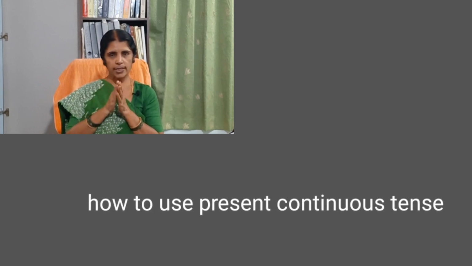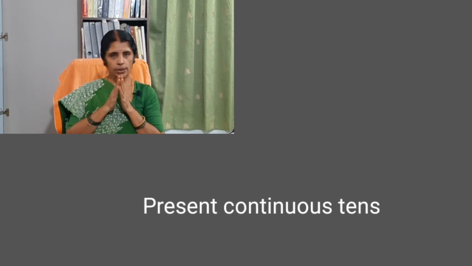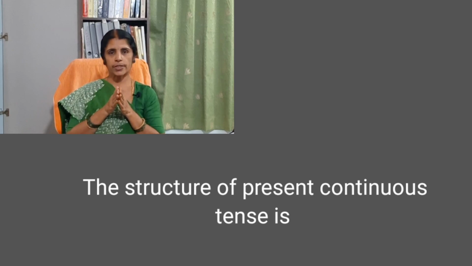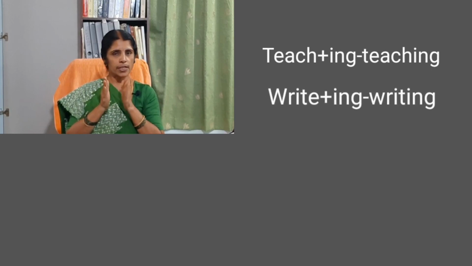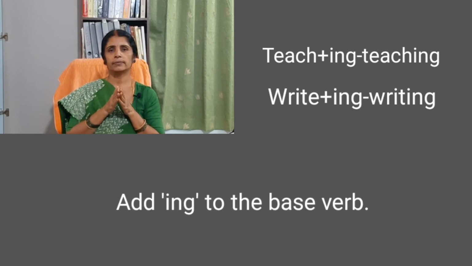Dear friends, in this video we are going to talk about how to use present continuous tense and present perfect continuous tense. Present continuous tense is the most commonly used tense on a regular basis. The structure of present continuous tense is subject plus am, is, are plus base verb plus ing. Teach plus ing, teaching. Write plus ing, writing. Add ing to the base verb.